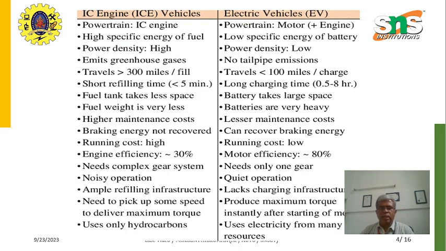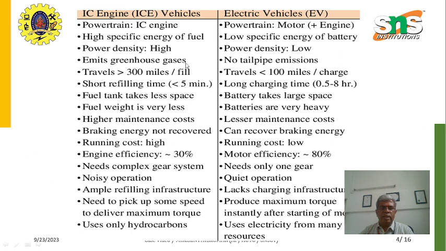And look at this slide. This slide gives insight on the basic difference between the IC engine and the electric vehicle. Here the power is produced through the IC engine, which may be a petrol engine or diesel engine, whereas in the electric powertrain the motor is used. Sometimes in a hybrid electric vehicle the engine is also used. In the IC engine, high specific energy of fuel is used. Here low specific energy of battery is enough. The power density is high in the IC engine. Here the power density is very low.